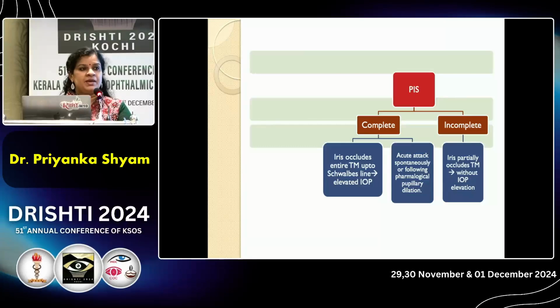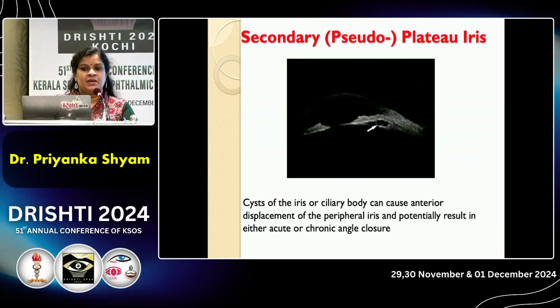Plateau iris syndrome can be complete or incomplete depending on the extent of the iris occluding the trabecular meshwork. If it is complete, it can result in elevated IOP and an acute attack, spontaneously or following pharmacological pupillary dilatation. Whereas in the incomplete form, there won't be any IOP elevation. Now, secondary or the pseudo-plateau iris is caused by cyst of the iris or ciliary body.